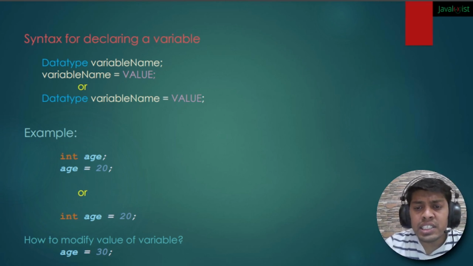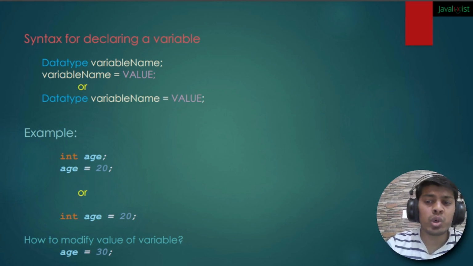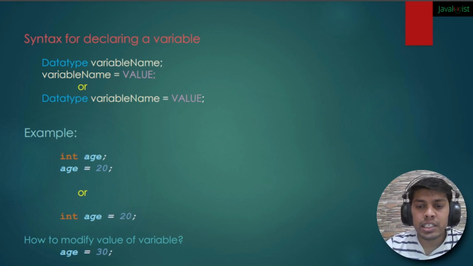Or you can do all this in a single line: data type, variable name, assignment operator and the value which we are going to store inside the variable, followed by the semicolon. This is an example. int age. This declares a variable called age that has data type of int, which means it can hold integer values. Then you assign the value 20.